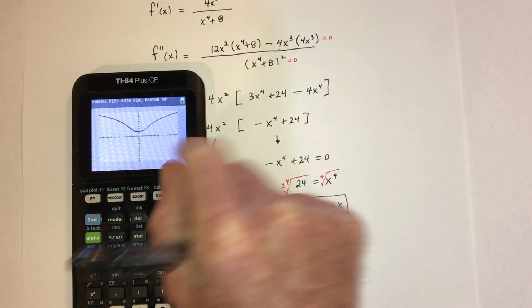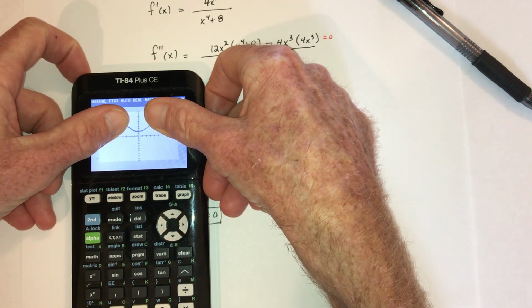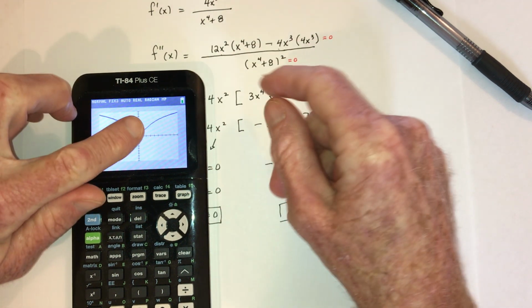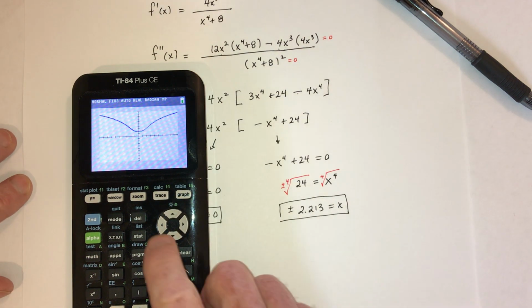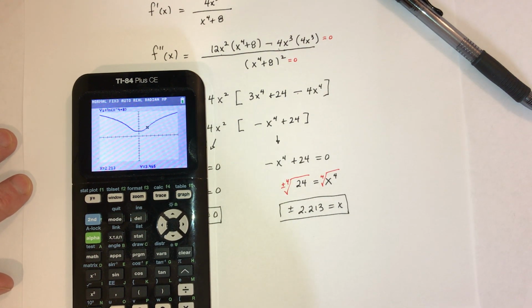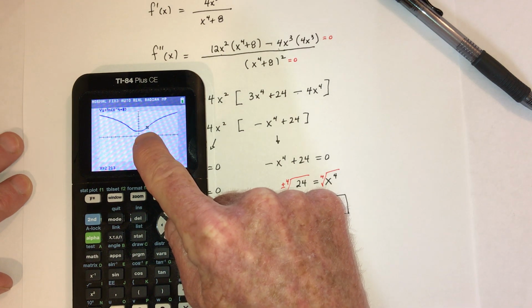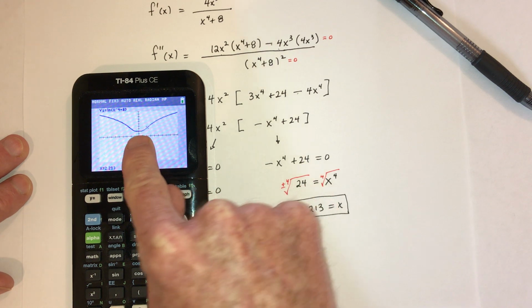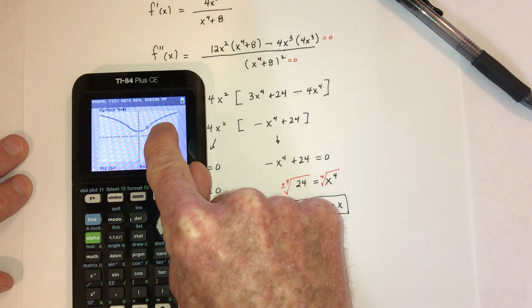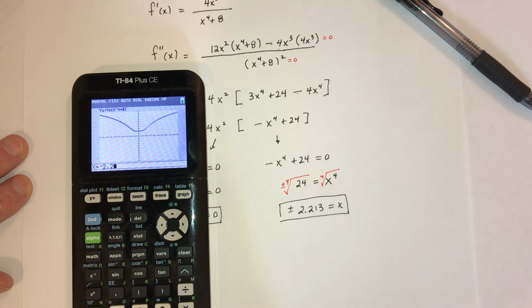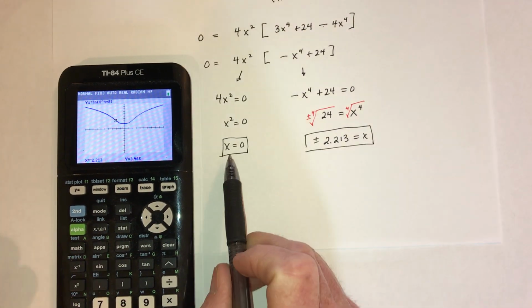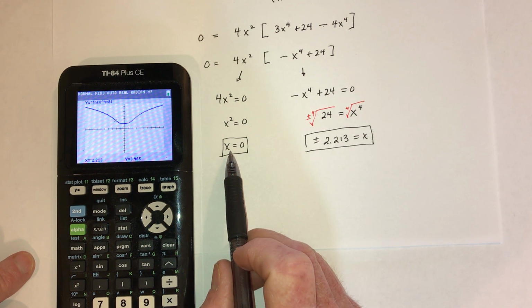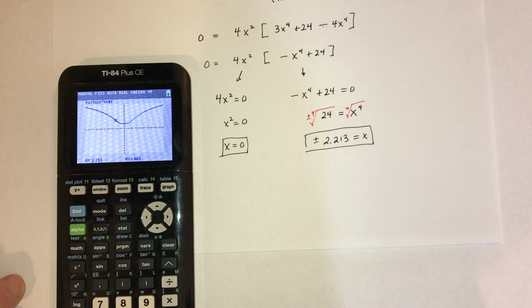So if you look at this middle part, that's concave up. This part is concave down, and this part is also concave down. So at 2.213, that's the dividing point, also called the inflection point, where it changes from being concave up to concave down. And negative 2.213 on the other side. And then 0, well, it doesn't look like it changes concavity at 0. So that's just an extra point that we don't actually need.